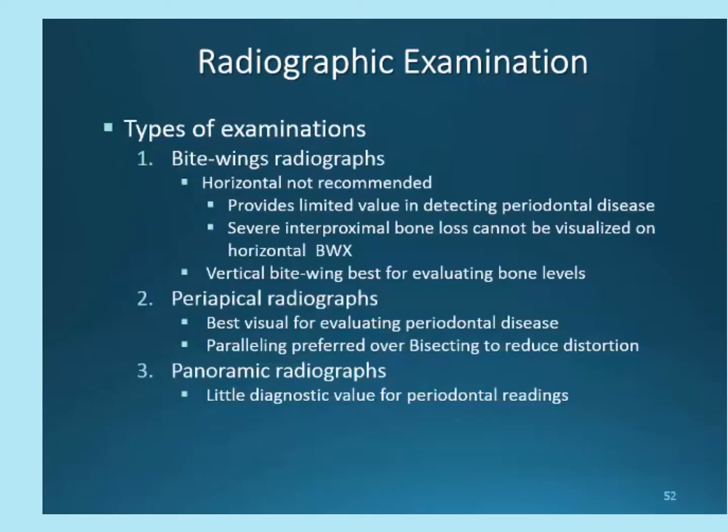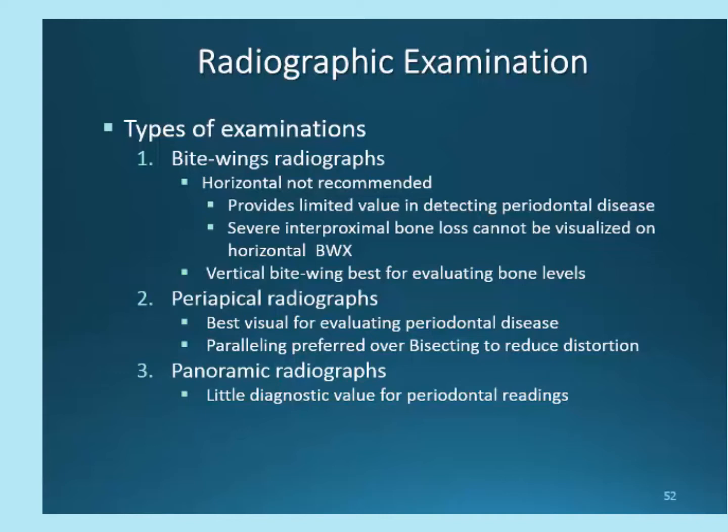Radiographs that are recommended for detecting periodontal disease are not the same as those for dental caries. Bite wing radiographs are not recommended, especially because of the horizontal placement of bite wings. Vertical placement of bite wing radiographs is reserved to evaluate bone levels. However, horizontally placed receptors provide limited information on root areas and are not recommended. However, in the early stages of periodontal disease, they can provide information on changes in the alveolar crest.